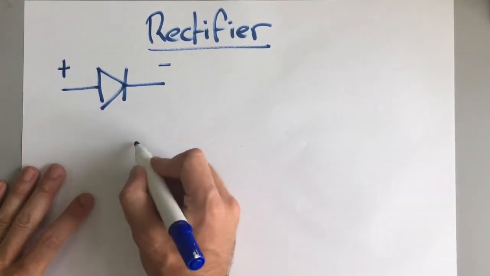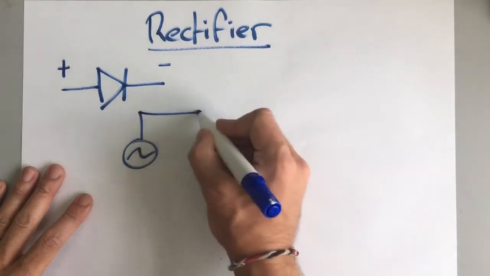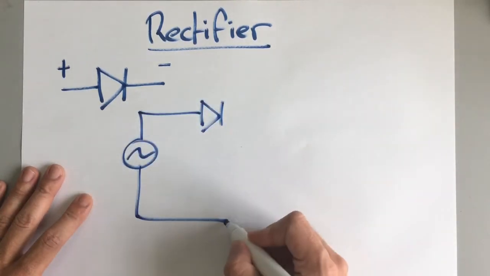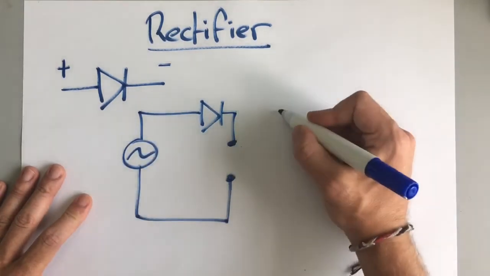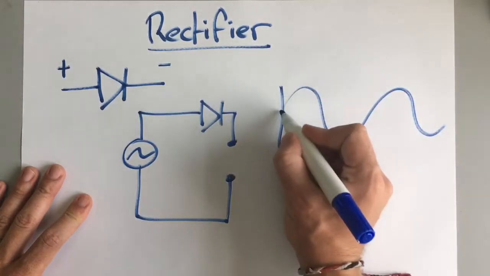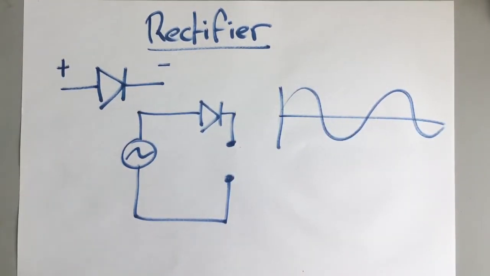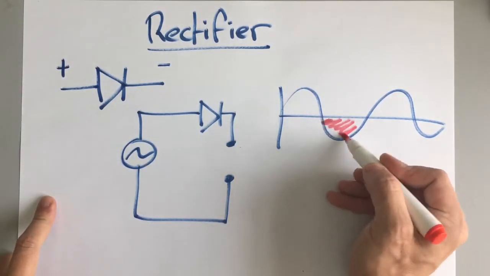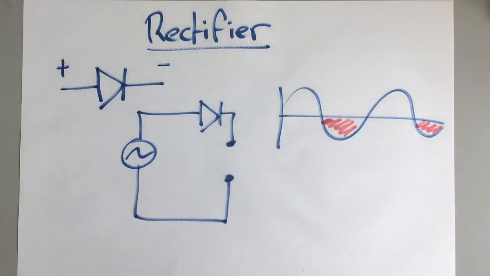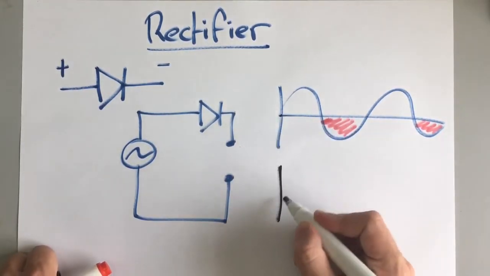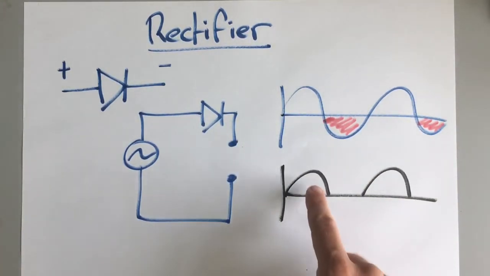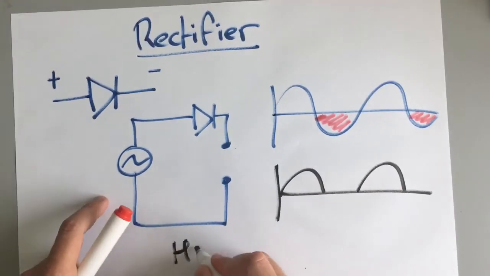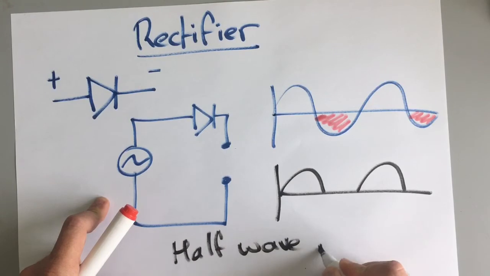So conventional current can only flow in one direction. That's fine, and so what that means is if we have an AC supply and then we put a diode in there and then we have an output here, we go from the AC current like that, and then the diode only lets the current flow in one direction, so we get rid of this bit and we get rid of this bit because the current can't flow that direction, so our output wave looks something like that. And that, because you get half the wave, is called a half-wave rectifier.